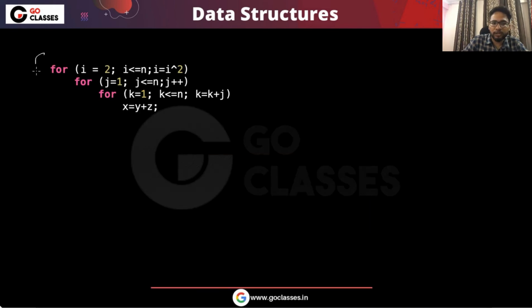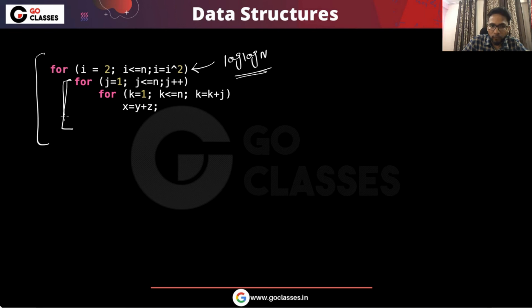So in the next question I is 2, and I am running this till n. Each time I am squaring this up, which means that it will run log n times, right? Log n times. Why? Because each time I am squaring this up. Okay, now let's see these two inner for loops. So this inner for loop and this inner for loop are both interrelated.